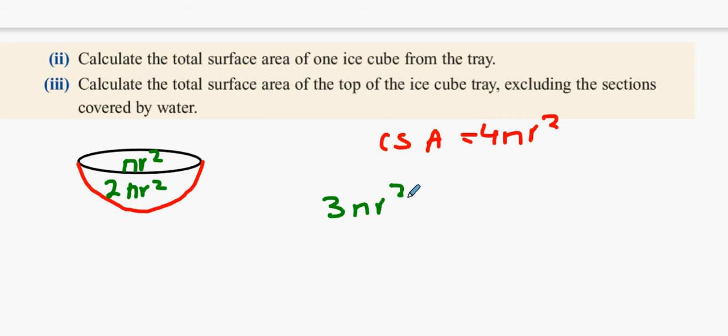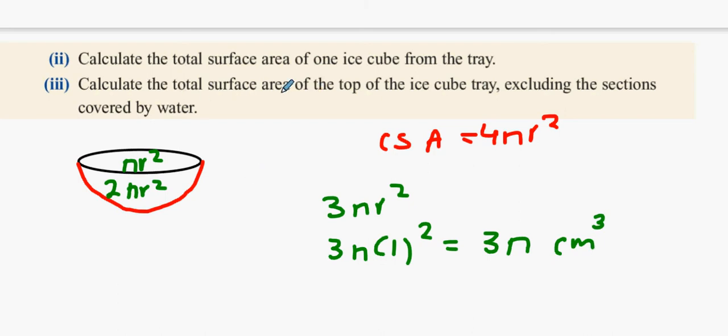Yep, 3 times pi, what's the radius again? I think Dylan told me a second ago. 1. 3 pi times 1, anybody? 3 pi centimeters squared.